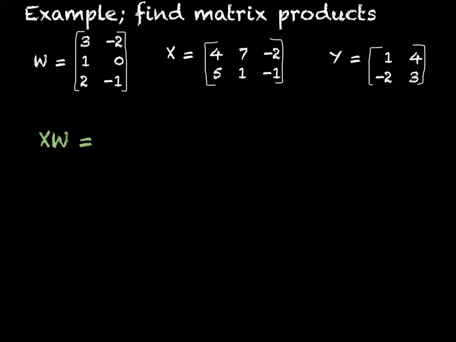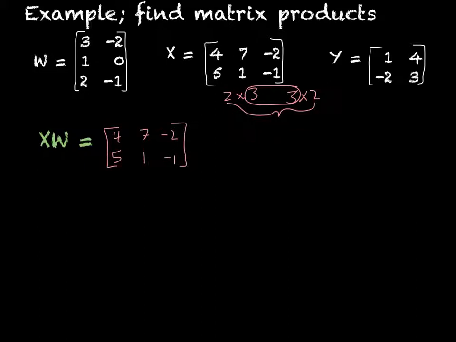So now let's do an example where we multiply matrices together. So I want to take x times w. So I check to make sure we have a 2 by 3, and w is a 3 by 2, and the middle ones are the same, so they will work, and their result will be a 2 by 2. Okay, so I know that it works, so now let's put it into action. So I put my x, 4, 7, negative 2, 5, 1, negative 1, times my w, which is 3, 1, 2 going down, and negative 2, 0, negative 1 going down.